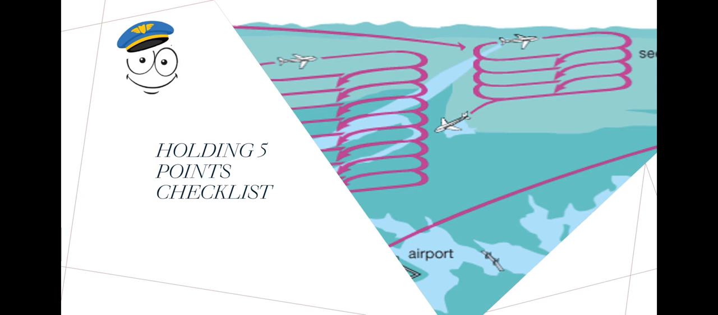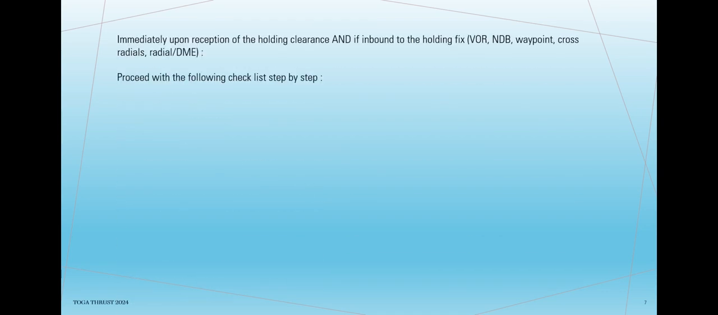Holding 5 points checklist. Immediately upon reception of the holding clearance, and, if inbound to the holding fix, VOR, NDB, waypoint, cross radials, radial and DME. Proceed with the following checklist step by step.